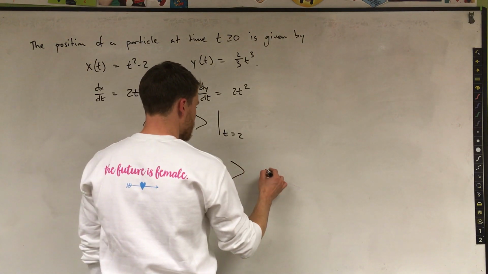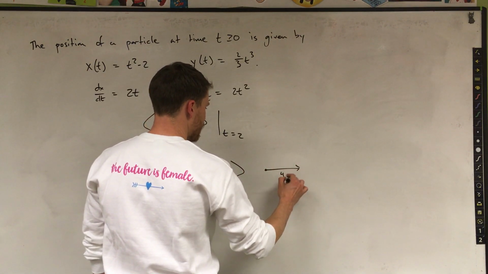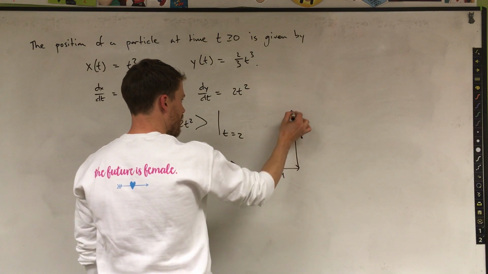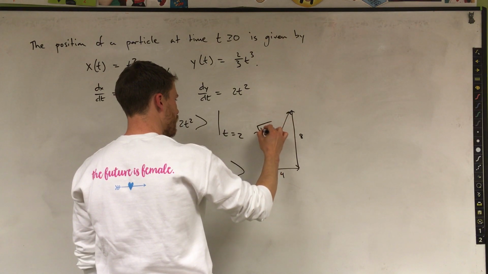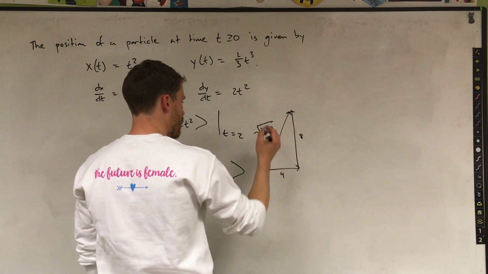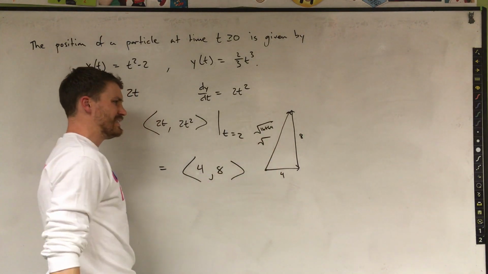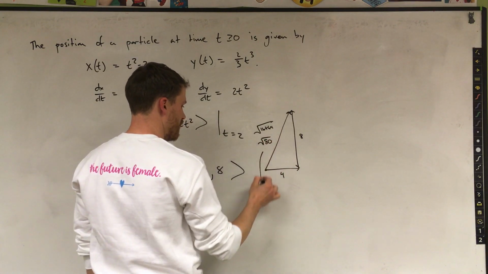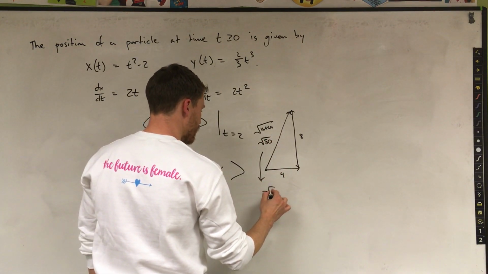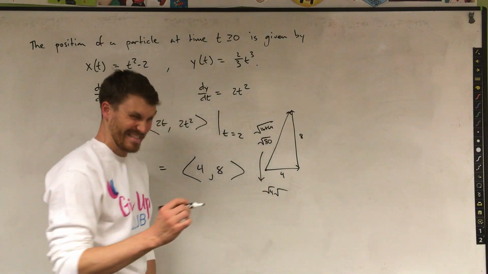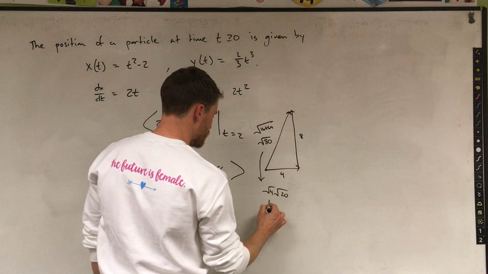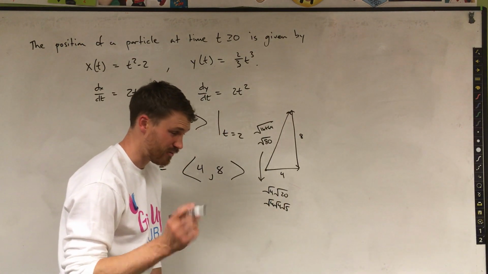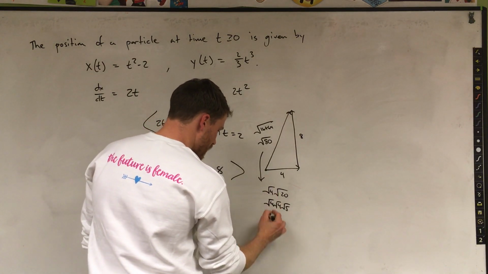Basically, at this point I've got horizontal velocity 4 and vertical velocity 8. So what is the magnitude of that vector? It should be the square root of 16 plus 64, which is the square root of 80. If I wanted to be fancy, I could say that's the square root of 4 times the square root of 20, which is the square root of 4 times the square root of 4 times the square root of 5, which is 4 root 5.